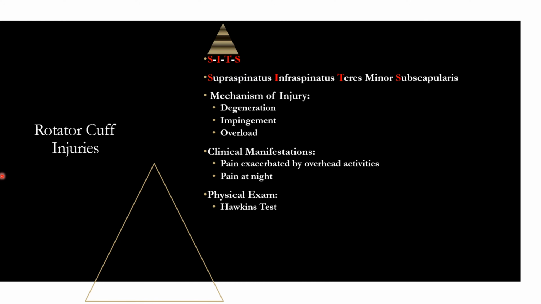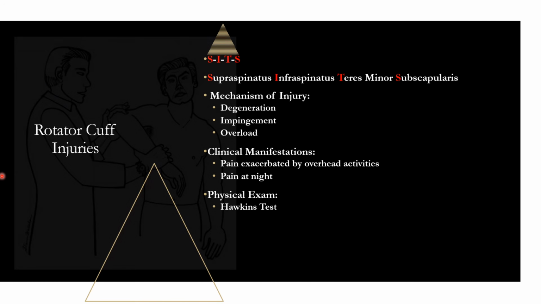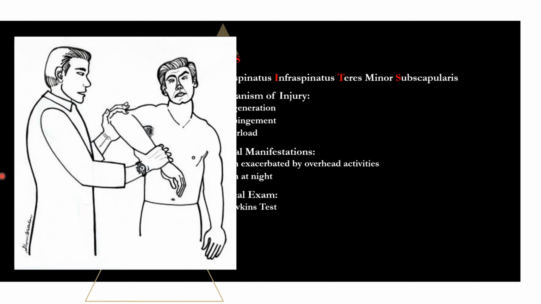So Hawkins test. So Hawkins or Hawkins-Kennedy impingement test, this is when, I'm going to show you what this looks like here. The patient's shoulder is stabilized position at 90 degrees of elevation, and the elbow is bent to 90 degrees. The examiner is going to place an internal rotation force on the patient's shoulder, and then any reproduction of pain that's elicited by the internal rotation will be a positive test for impingement.